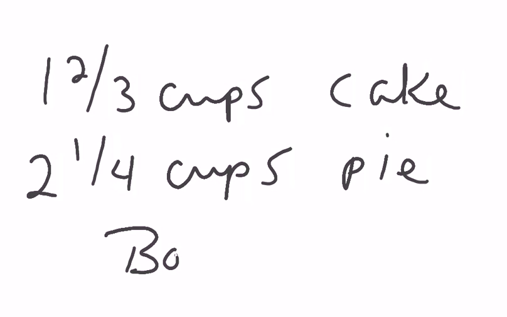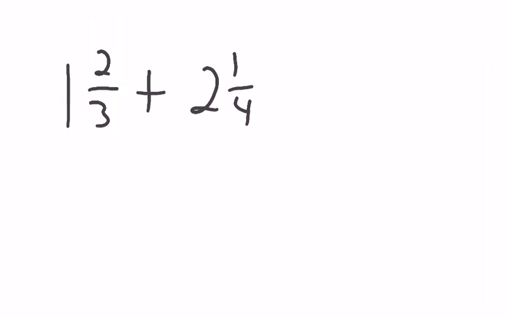So the key word in that is that it says both, and so that means we need to add those two numbers. So 1 2/3 plus 2 1/4. Now, in order to add mixed numbers, we have to change them into an improper fraction, and then we can add them.